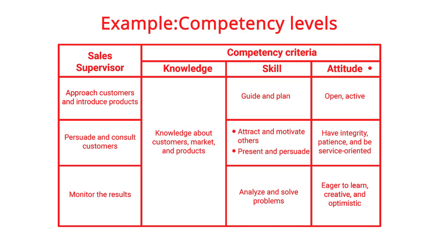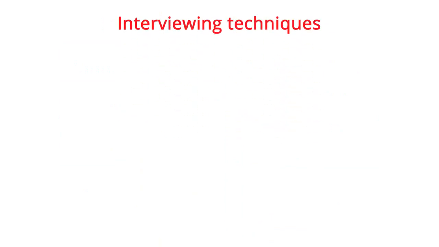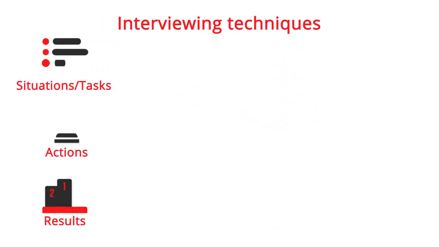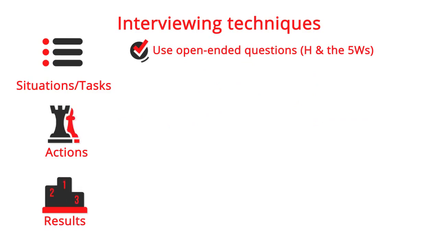So you can see from this slide that as a company, as a business owner, you will sit down and look at the competency levels and the criteria that you require for each position. When you have done this, let us now look at what your interviewing principles might be. So for the STAR, firstly, you have to use open-ended questions. And up there we have said H and 5 W's.